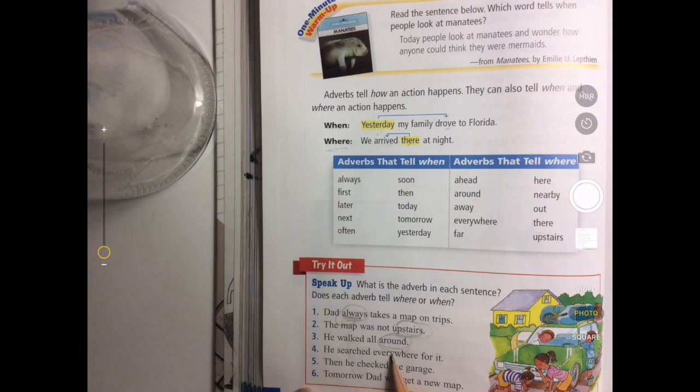Well, he searched everywhere for it. Does everywhere tell us where or when? Everywhere tells us where. It's even in there, you see, where. So that kind of gives it away.